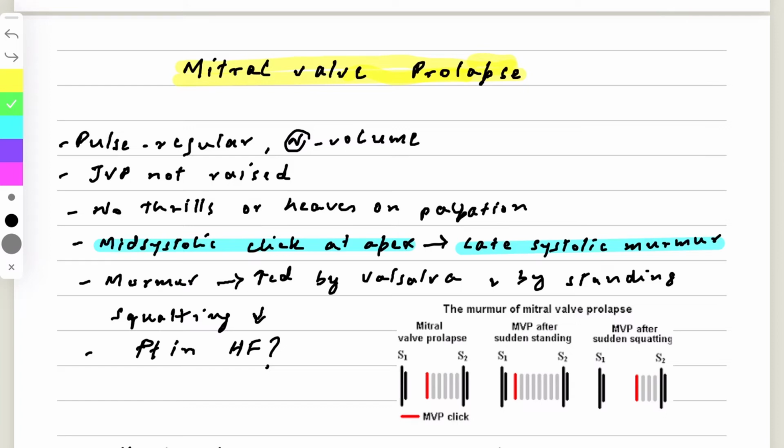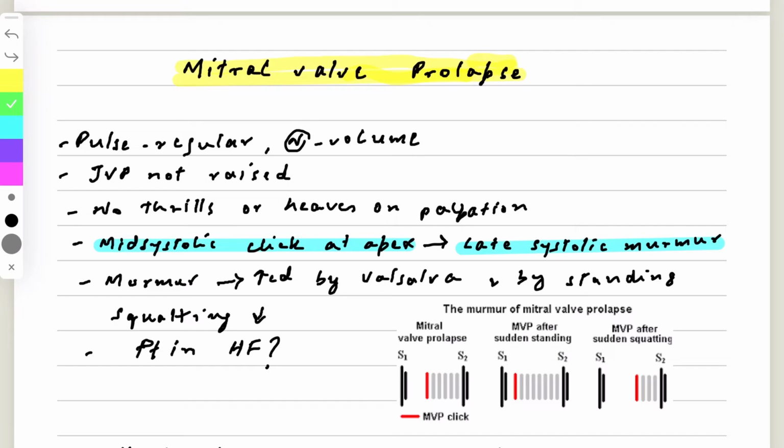First of all, obviously, we are all aware of how to do the cardiovascular examination. Once you've done your cardiovascular examination, how will you present the case? First of all, you're going to comment on the pulse, and most of the time in mitral valve prolapse, the pulse will be regular and of normal volume. JVP is not typically raised in an MVP case. No thrills or heaves on palpation.